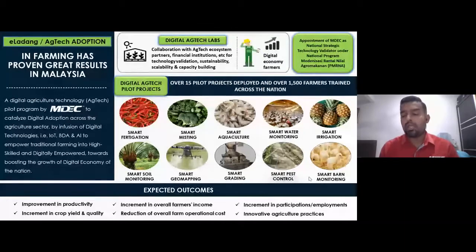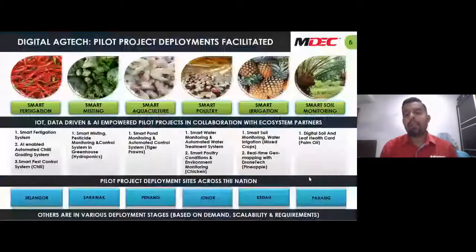And ladies and gentlemen, it's also an honor to share that MDEC has been officially appointed as the National Strategic Technology Validator by the Ministry of Agriculture, whereby every single digital AgTech solution out there in Malaysia right now has to be reviewed, validated, approved, or even piloted by MDEC to show that the solutions are feasible, the solutions are sustainable, and the solutions are scalable.